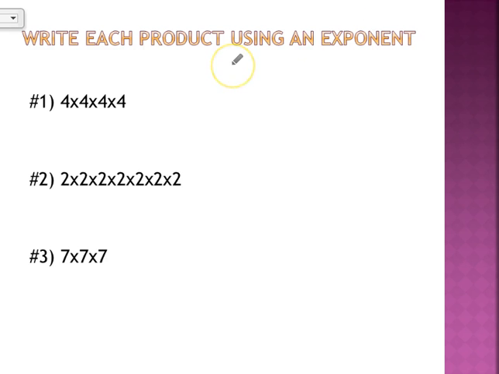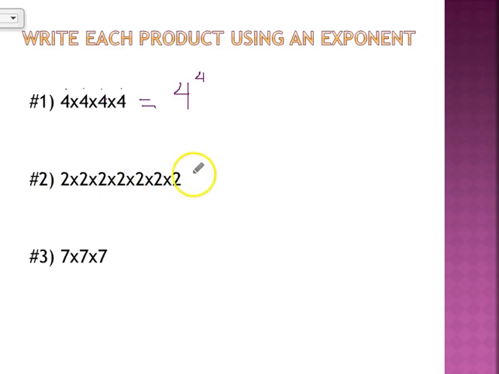We can go backwards and write an expression using an exponent. So look at number 1. We've got 4 times 4 times 4 times 4. What is our base? The base is the number that's being multiplied by itself, so the base would be 4. How many times do we multiply 4 times itself? 4 times. So the exponent would be 4.